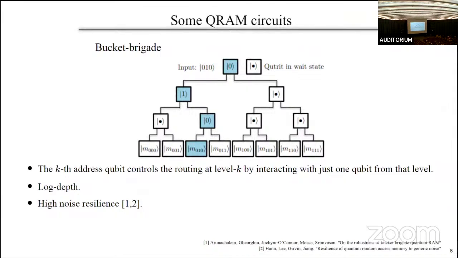I'm not too familiar with the analysis. I know the high noise resilience of the bucket brigade is that there's not much entanglement going on between the qubits in each branch of the wave function. So each address interacts with very few qubits. The target interacts with very few qubits. So that's why. In our case, it's not clear.